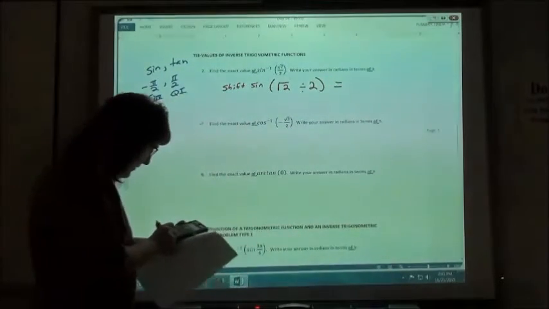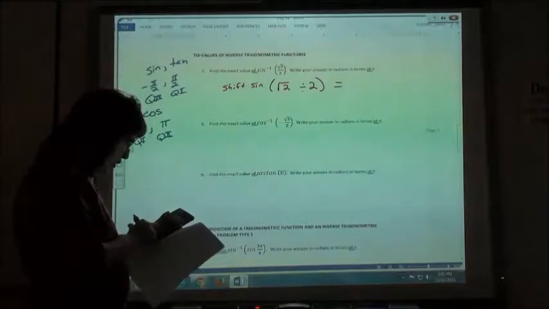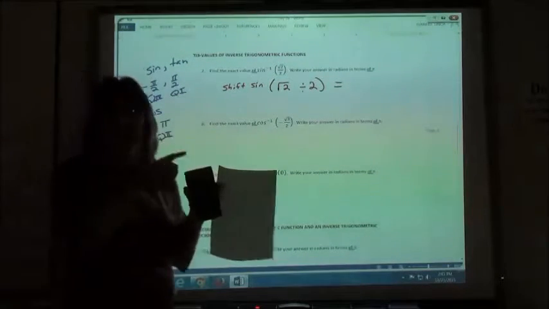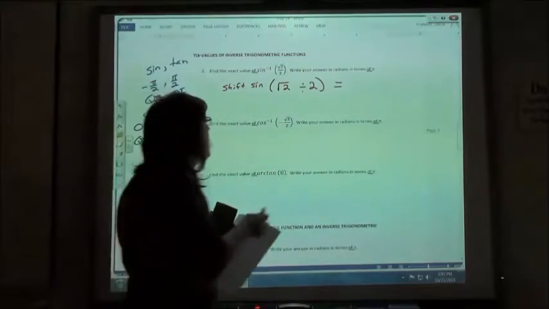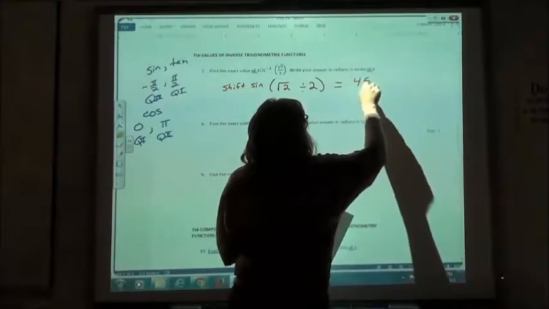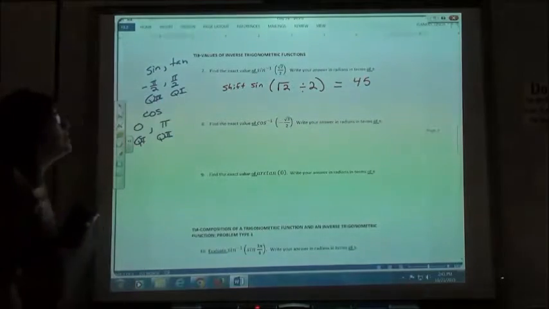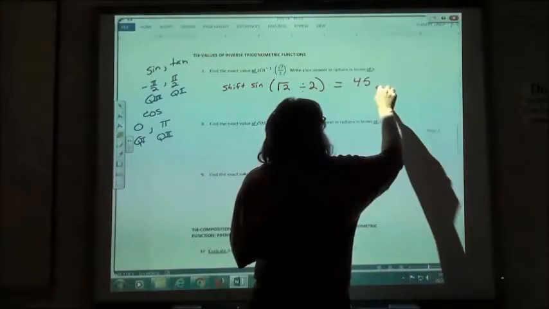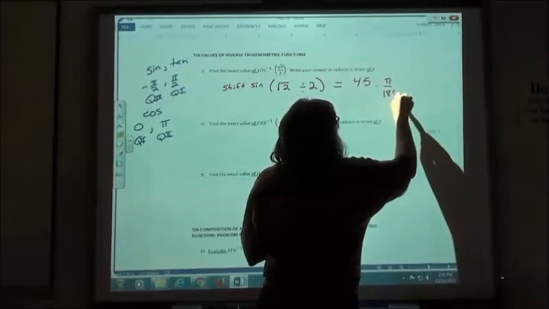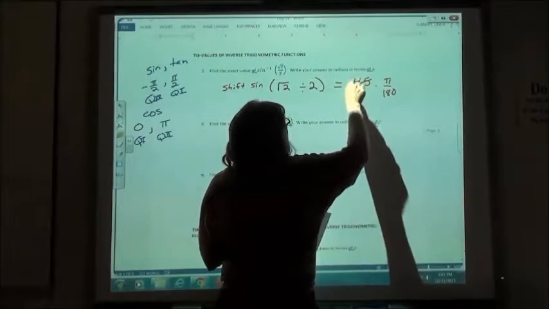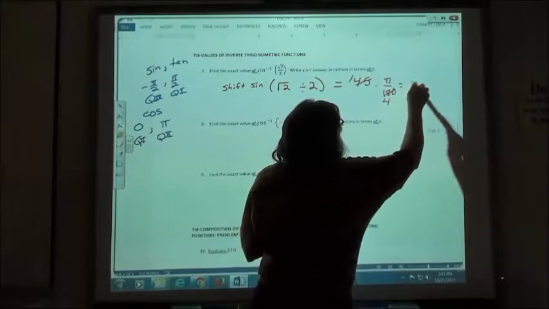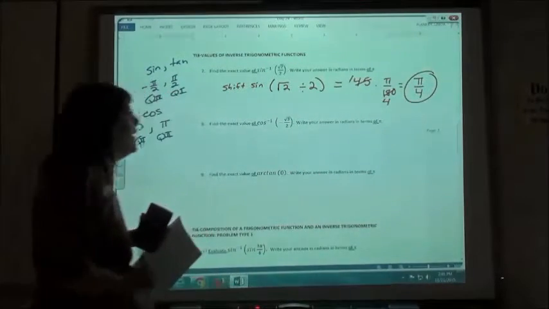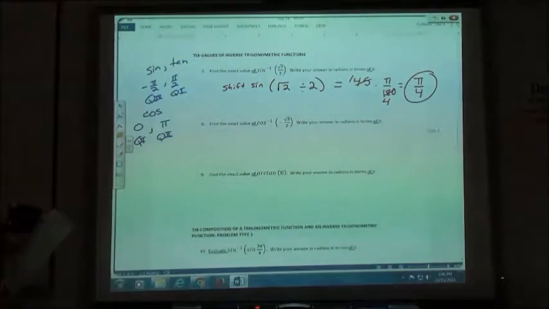If we do that, parentheses, square root of 2 divided by 2, it's going to give you your answer in degrees because your calculator is in degree mode, 45 degrees. I want my answer in terms of pi, so I have to convert it into radians. Pi over 180, and if I reduce, this goes into here 4 times, so I'm going to get pi over 4 for my answer. So if I'm using my calculator, that's what I would do.